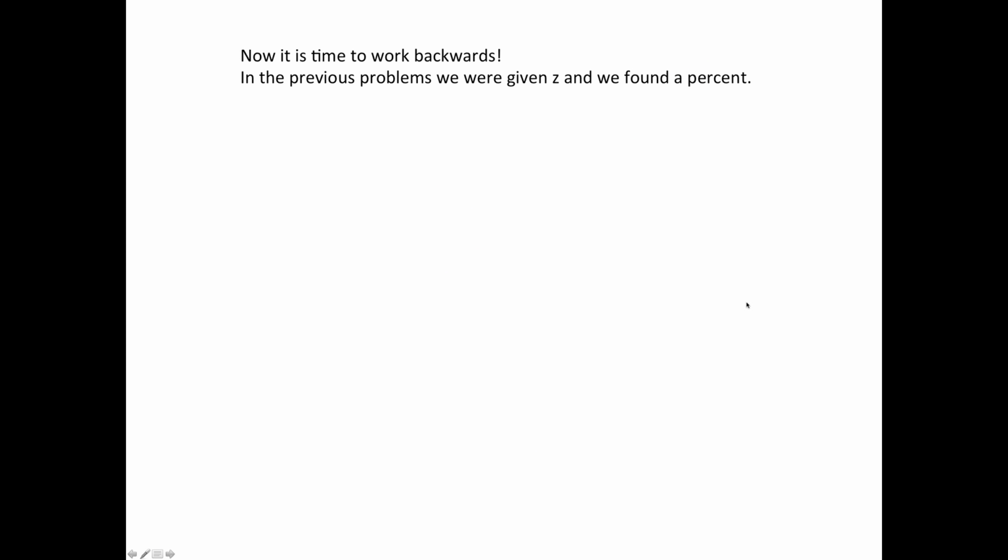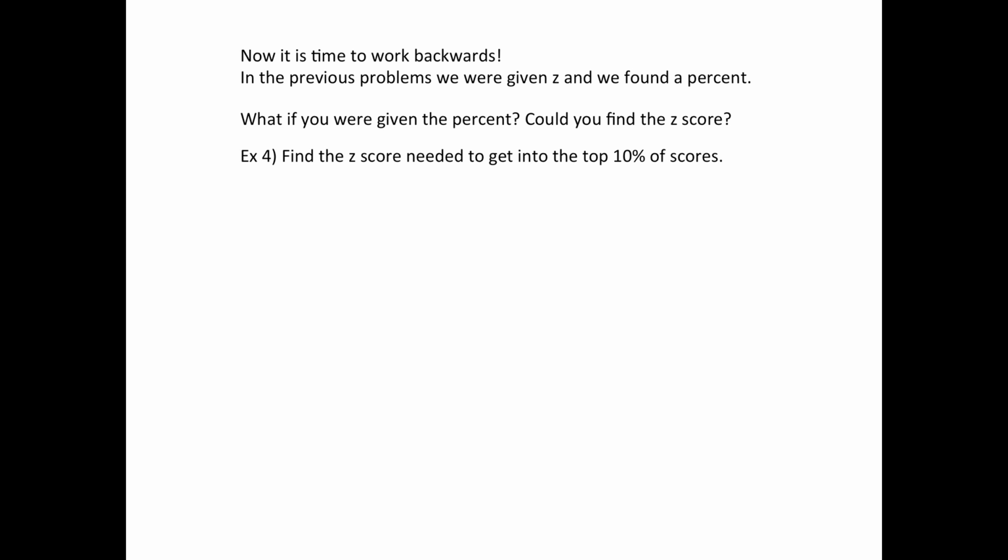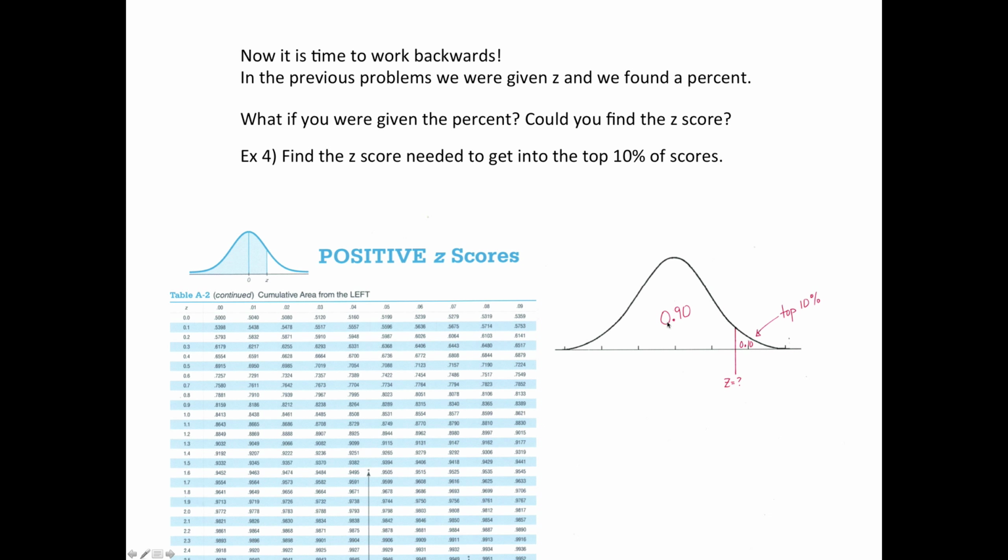Okay, the other thing that we do with this table is we work backwards. With the previous problems, you're given a z, you find a percent. Given another z, find a percent. Perhaps you have to subtract from 1, perhaps you have to subtract the two answers, perhaps you have to subtract from 0.5, but you end up with a percent. What if you were given the percent? Then can you work backwards and find the z-score? For example, what's the z-score needed to get into the top 10%? Here's a picture. The top 10% would be on the right. If this is 10%, the other side of the line would be 90%.